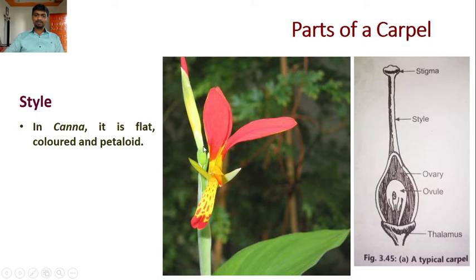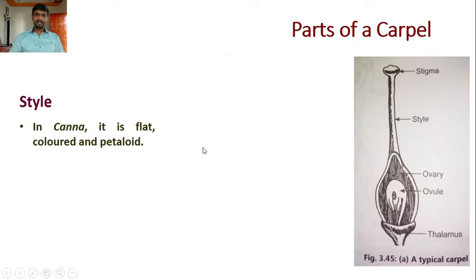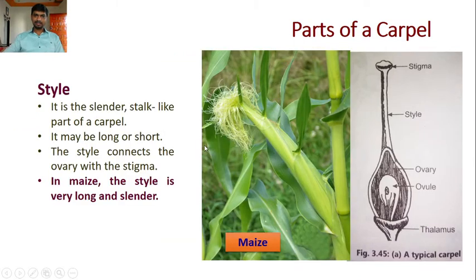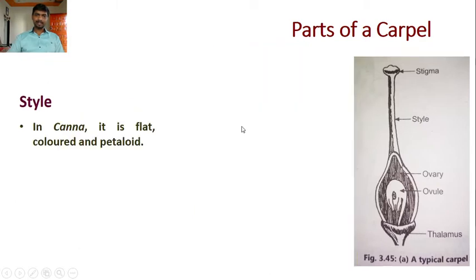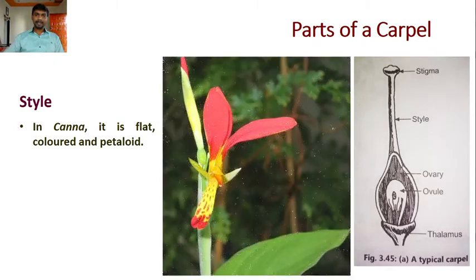Okay, so these are some of the modifications or differences that are found in different plants. In case of maize, the style is very long. Here we can see the style, which is very long and slender, while in canna it is flat, colored, and petaloid. It looks like a petal.